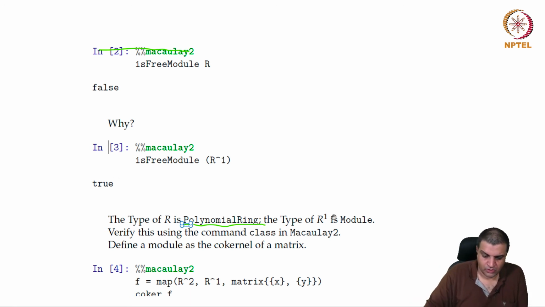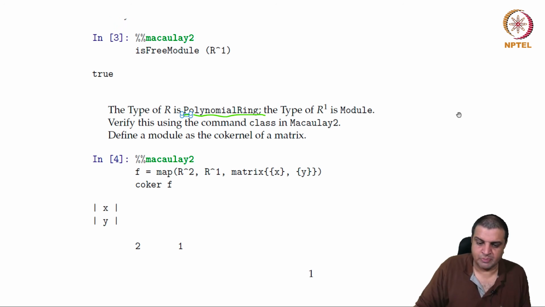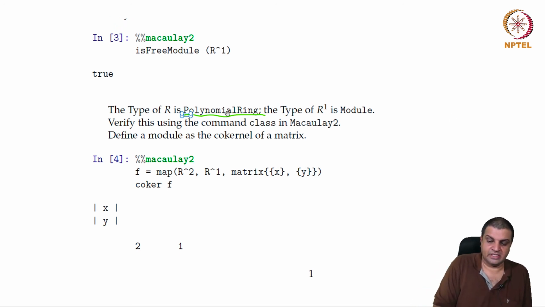One can verify this using the command class, which checks what the type of some quantity is. If you check this, you will get these two types. Sometimes if some functions give unexpected answers, it's a good idea to check these things. If you're using a function, it's better to check what type the input should have and what type the output has.